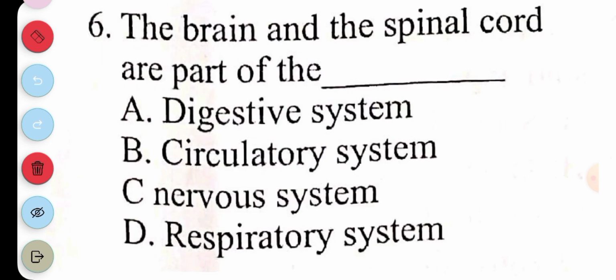Question 6. The brain and the spinal cord are part of the A, digestive system; B, circulatory system; C, nervous system; D, respiratory system. And the correct answer to this is C, nervous system.